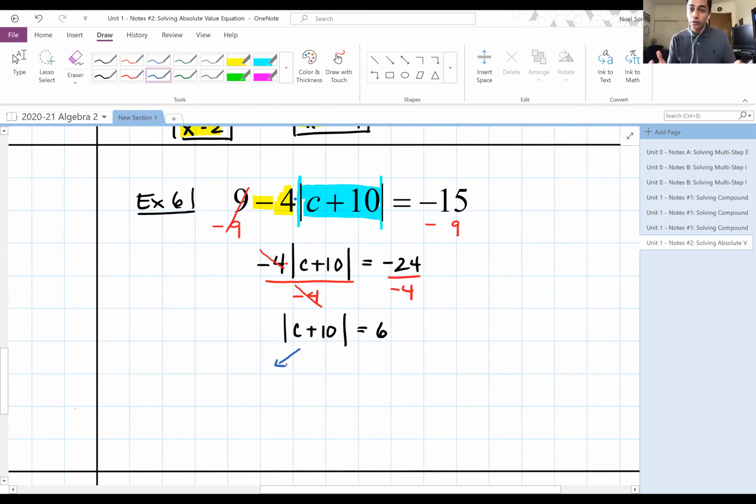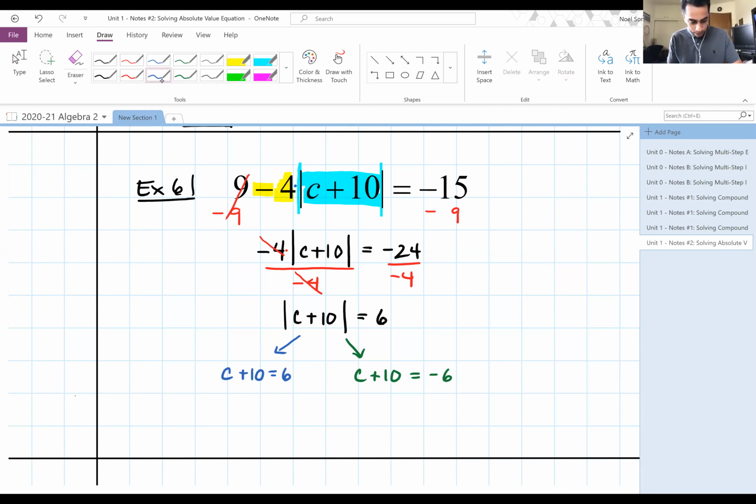So the first one, remember, is the original. It's c plus 10, which is going to equal 6. We change nothing about the equation except for the fact that we drop the absolute values, so we don't bring them down. And then the second equation is very similar. We keep c plus 10. I don't change anything about the inside of the absolute value. And now it's equal to -6, so we set it equal to the inverse.